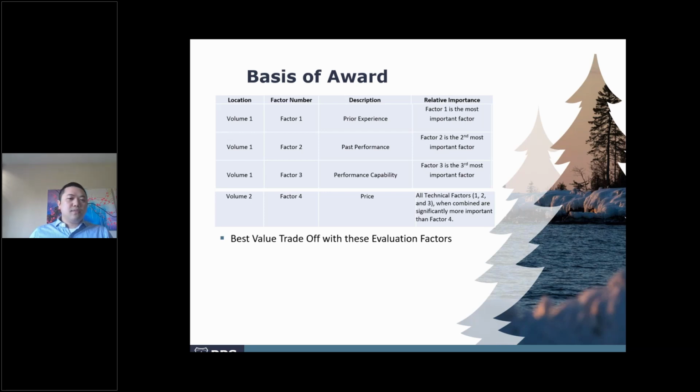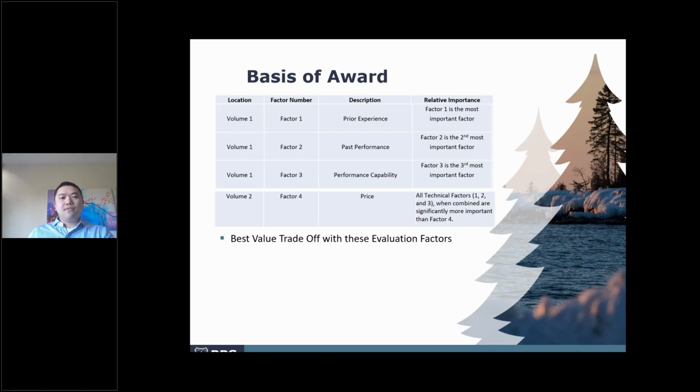So when it's time to submit your proposal, I'm going to ask you to submit one email with 2 PDFs. The first PDF is going to be your volume 1, which are your technical factors. And then we want to keep the pricing separate, so volume 2 is going to be pricing in a separate PDF. And the chart's pretty much self-explanatory.